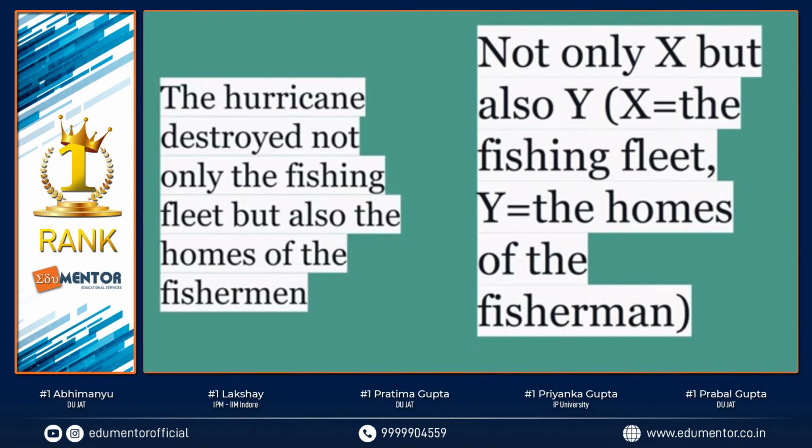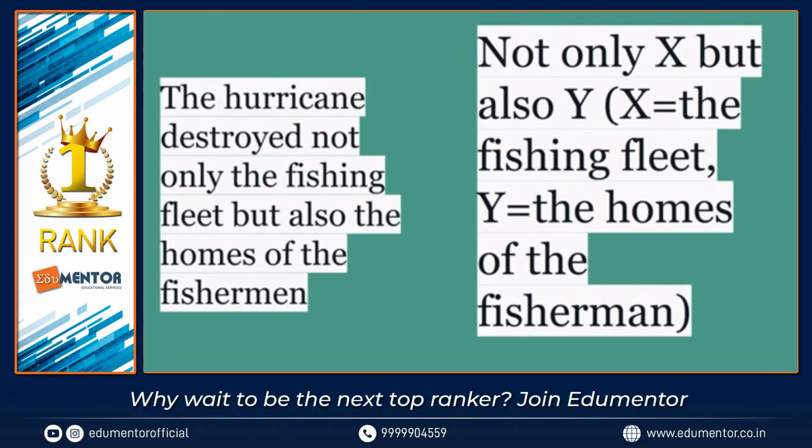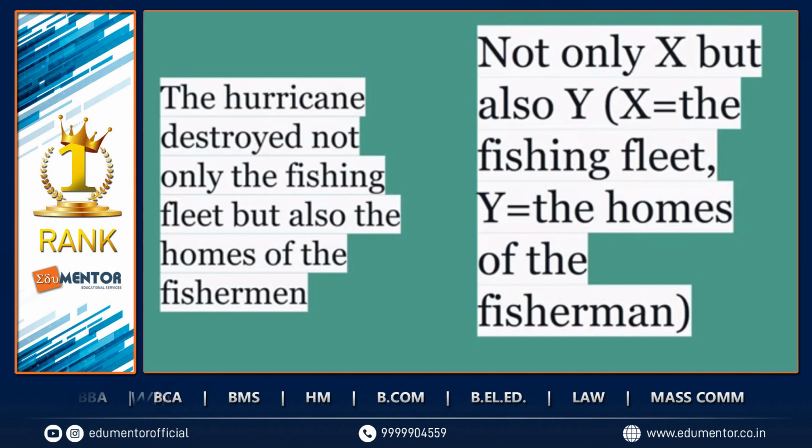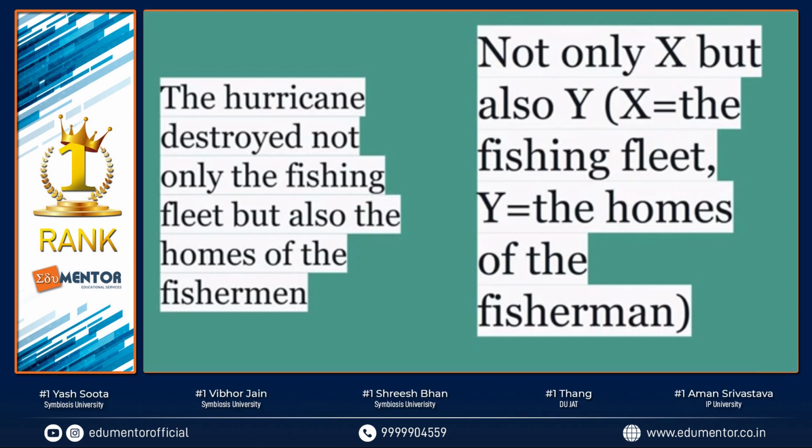Okay, so the same way like we solved the neither-nor question, the same thing is coming over here. It's not only X but also Y. So what is X and Y? X is fishing fleet and homes of fishermen is the Y. Remember, this is important. Okay, please, if you have any doubts in this part, do ask, because you get these kind of questions.